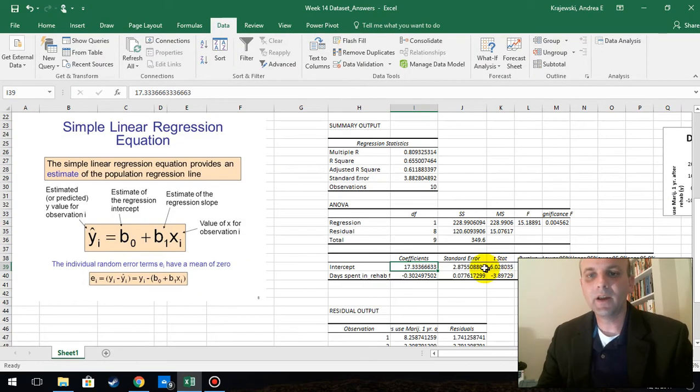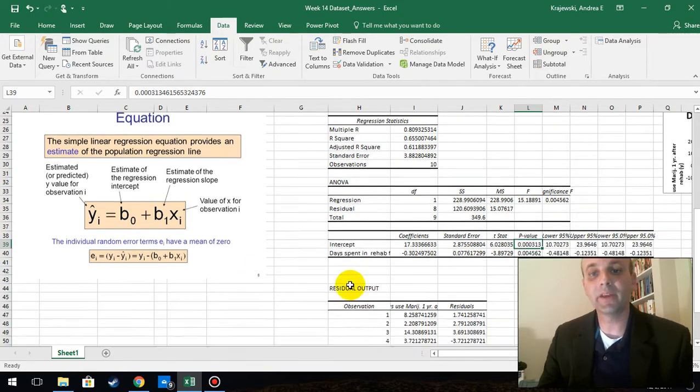The standard error is the variation. We talked about standard errors previously, and I'm not too interested in that at this point in time. The T statistic is significant, and this has the upper and lower bounds. That's what Excel places here for you.